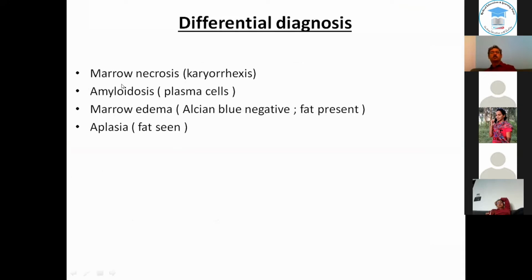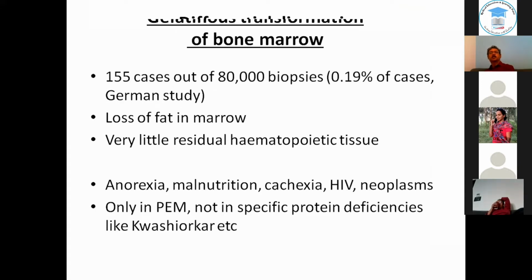You can't miss this for a bone marrow necrosis, which arises in the differential, because you expect to find karyorrhexis in a necrosis. You can't miss it for amyloidosis because you get tons of plasma cells in amyloidosis, and you'd also expect to find the Congo red showing positivity in amyloid. If it were a bone marrow edema, it would be Alcian blue negative and fat would be present. And if it were an aplastic anemia, again, you'd see lots of fat. So this is clearly gelatinous transformation only.